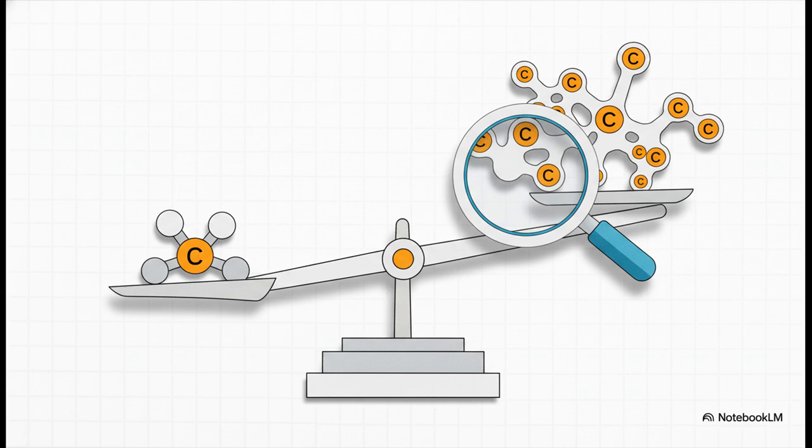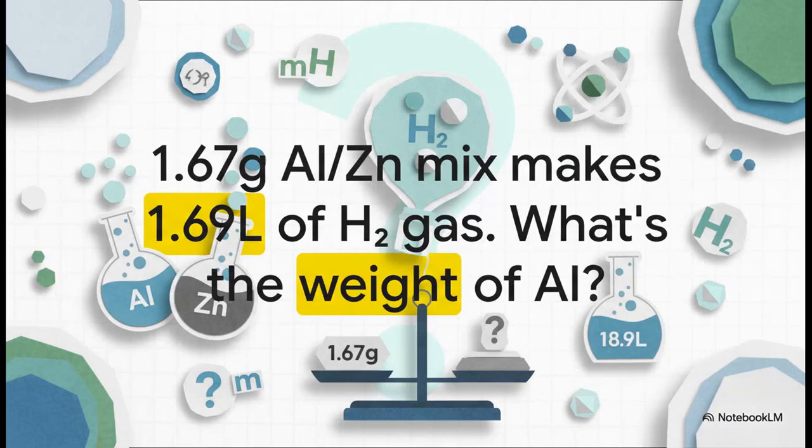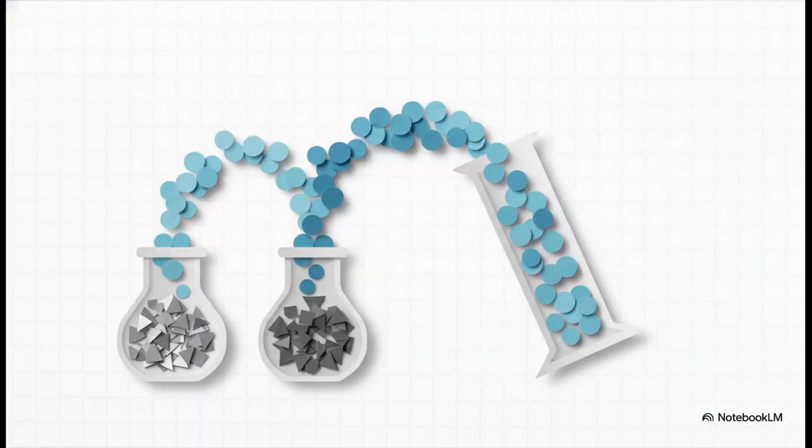It's a massive shortcut. Here's another classic type of problem you'll see. Analyzing a mixture. We've got 2 different metals, both reacting to make the same thing, hydrogen gas. We know the total weight of the metal mix and the total volume of gas they made. So how do we figure out how much aluminum we started with? And once again, the mole is the key that cracks the case.